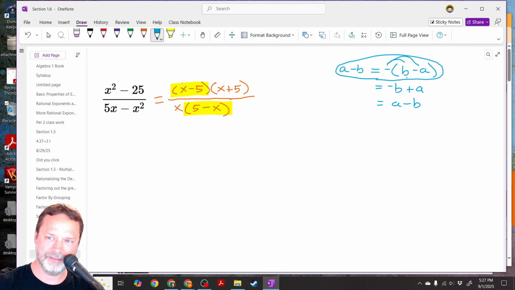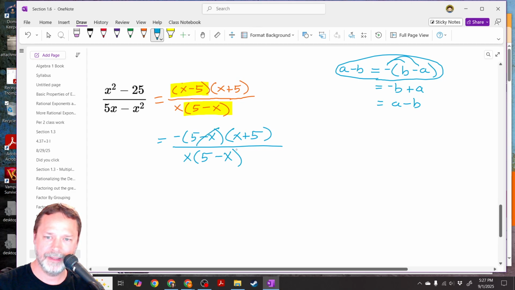Because it's almost the same, right? So what do we do here? Let's take out the negative. I like to keep the negative in the numerator. So we'll take out the negative from the top, and I can rewrite this as negative 5 minus x times x plus 5. So I just change that x minus 5 to negative 5 minus x, all over x times 5 minus x.